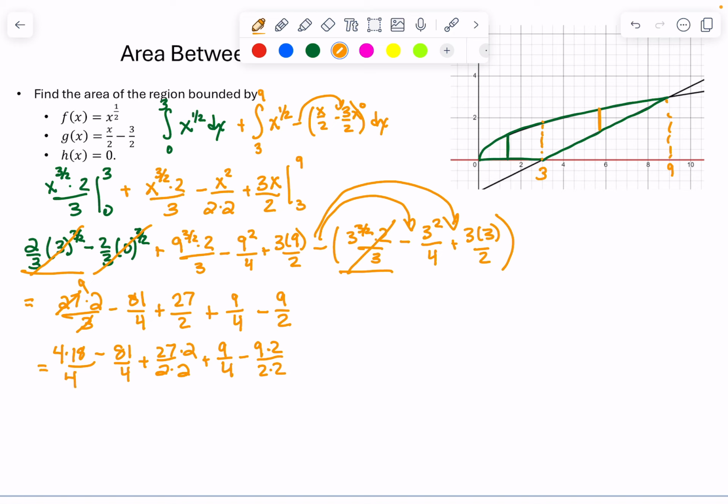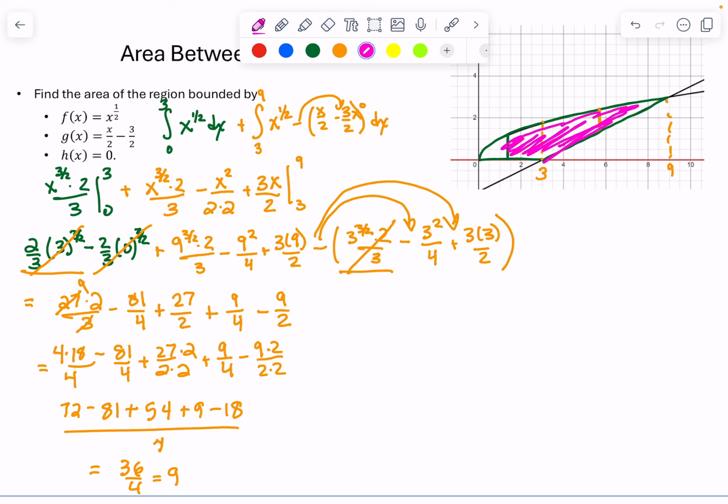Okay. So now if I go through and multiply all of that, I get 18 times 4 is going to give me 72 minus 81 plus 54 plus 9 minus 18. This is all over 4, and when I add that all up, I'm going to get 36 over 4, which is going to give me 9. So the total area, this pink part here, is going to be 9.